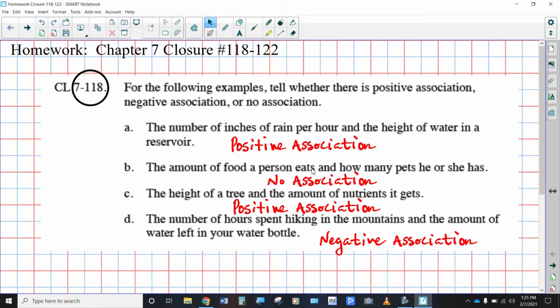B, the amount of food a person eats and how many pets he or she has. Unless the food that the person is eating is their pets, this has nothing to do with the other. There's no association between your eating habits and your pet ownership. For C, the height of the tree and the amount of nutrients it gets.